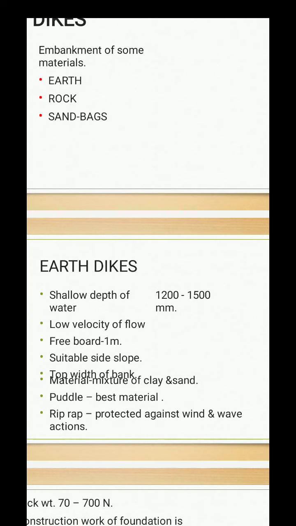This is the simplest form of the cofferdam. It essentially consists of an earthen embankment built around the area to be enclosed. It is constructed in places where the depth of water is not much, say around 1.3 to 1.8 meter, and velocity of flow is low. The top of the embankment should be about 1 meter above the water level.